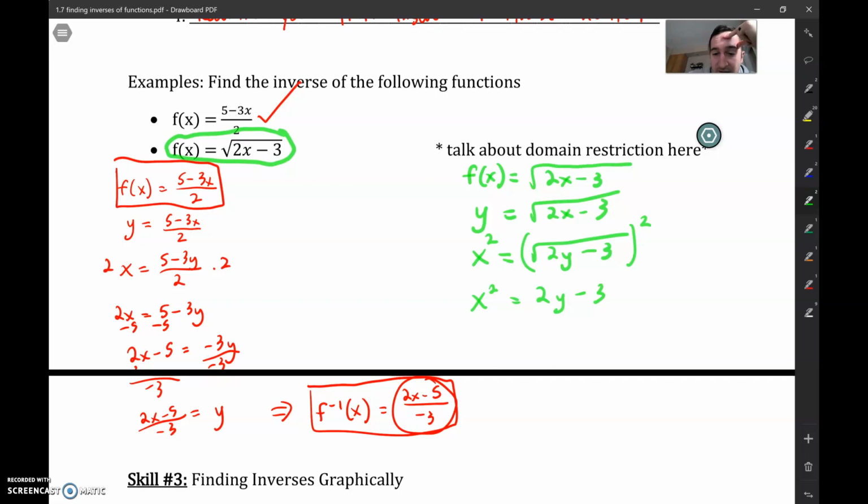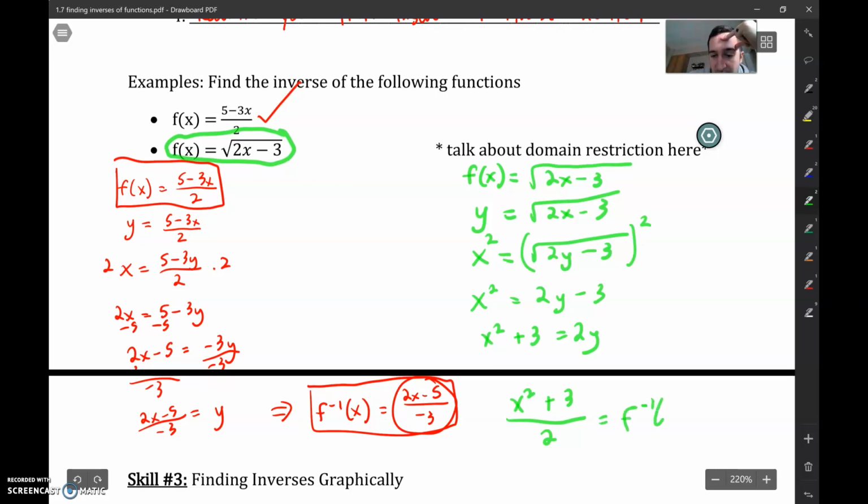And now we can add 3, divide both sides by 2, and we have our inverse.